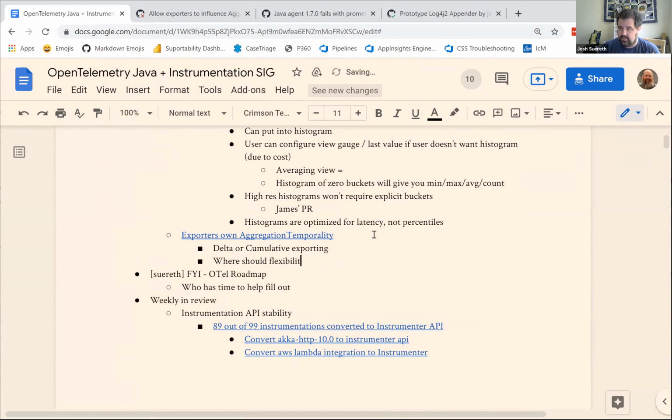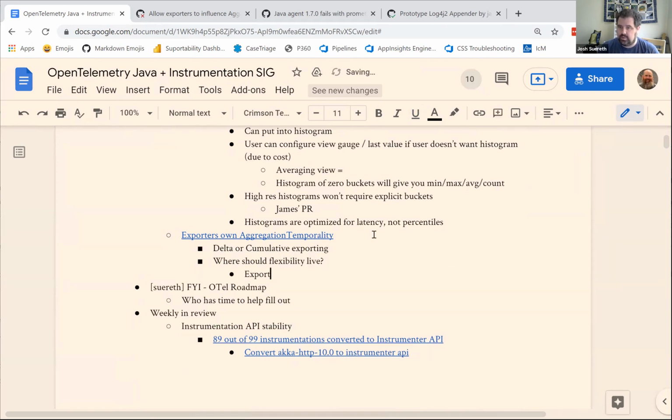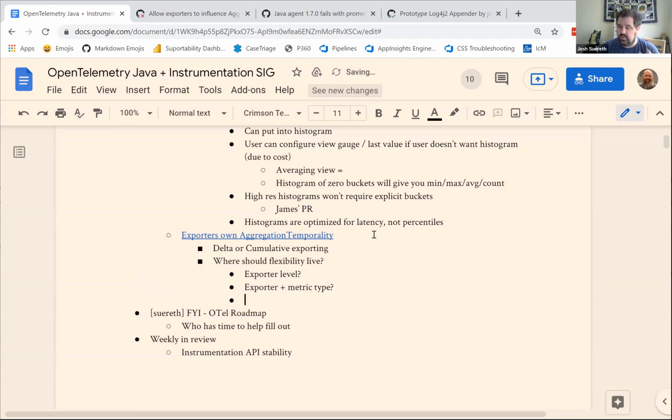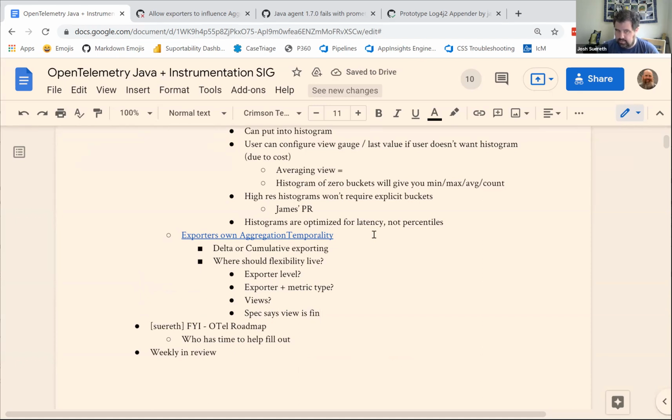Is it at an exporter level? Is it at the exporter plus the specific metric type level? Or is it something that users should have 100% configuration over with views? Right now, the way the spec is leaning is views are the ultimate source of truth. If someone configures delta in a view, that is true for all exporters. If an exporter gets something that they can't support, that's an error in the config, and the user sees it logged at runtime, and that's their fault.